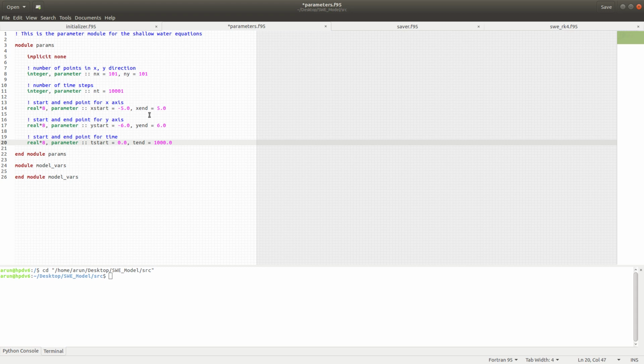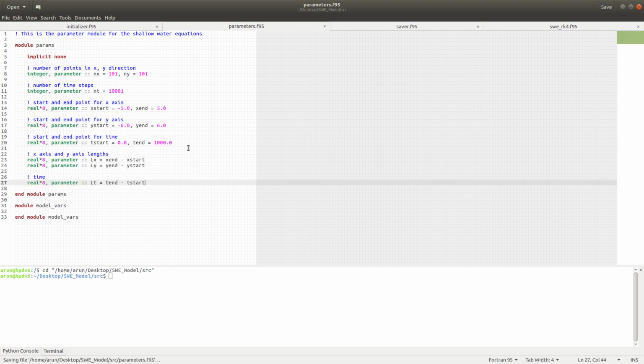Now with these we can actually shift our geometry accordingly. The reason I wrote this is that if we have a domain that is asymmetric, let's say, you don't have to worry, you can directly write it in this format. And now let's get the length. Lx is the length of the domain in the x-axis, Ly is the length of the domain in the y-axis, and Lt is the total time we're going to take for the integration.